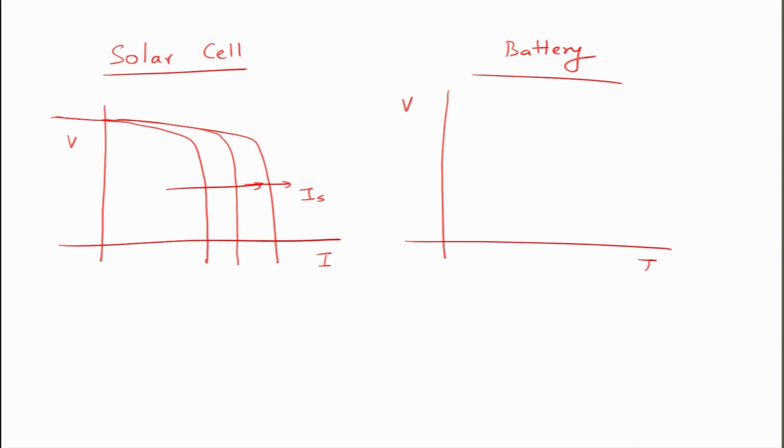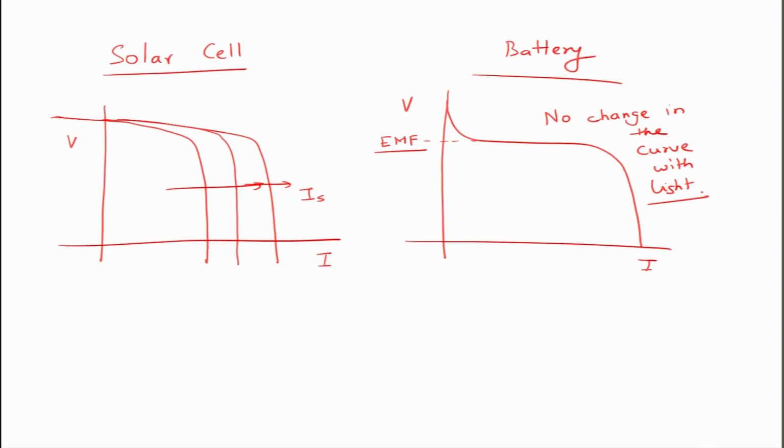If you plot V versus I for a battery, the battery IV curve is something like this, and of course there is no change with light. Of course, it may change with the temperature. It will give you an EMF which corresponds to a certain voltage, and then it gives you a certain current at that voltage, and there is no change in the curve with light.